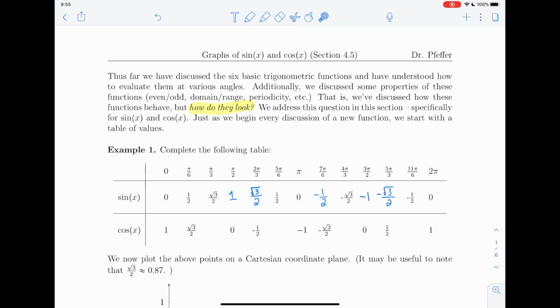You notice that there are some trends here. We seem to be going from 0 to 1/2 all the way up to √3/2 to a 1, and then we seem to march back down exactly the way we came. So we're kind of going up a mountain and then down a mountain. And then we're going negatively down a valley and then up the valley. For cosine, the missing values at pi/3 is a 1/2. At 5 pi/6, we get -√3/2. At 4 pi/3, we get a -1/2. And at 11 pi/6, we get a √3/2.